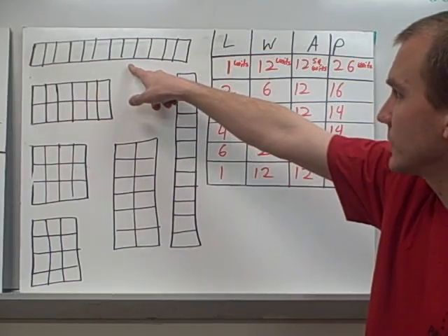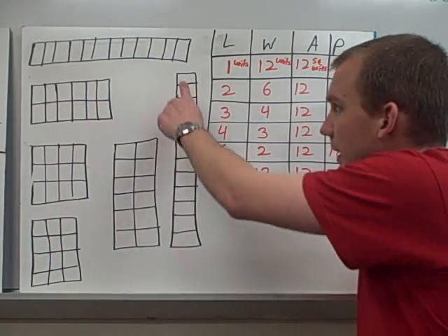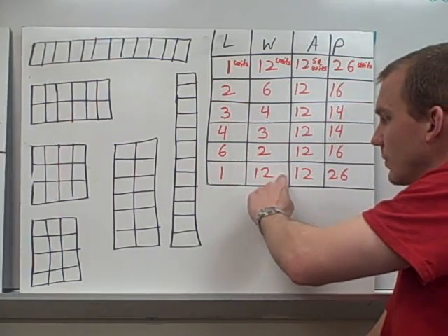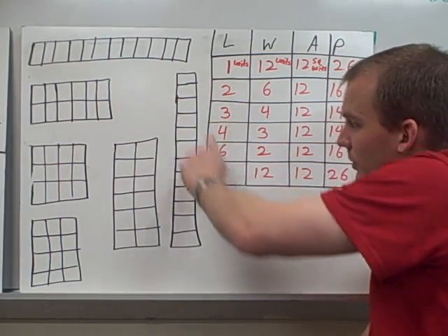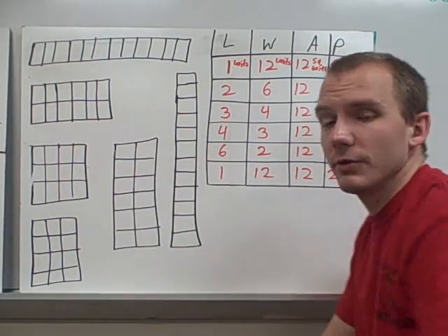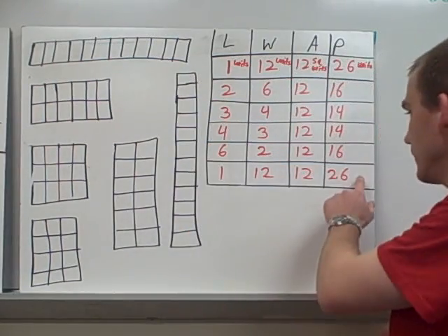Finally, I took our first one and flipped it on its side, so now I had 12 units long, 1 unit across. 1 times 12 is 12, and still 12 plus 1 is 13, which means all the way around the rectangle is going to be 26 for my perimeter.